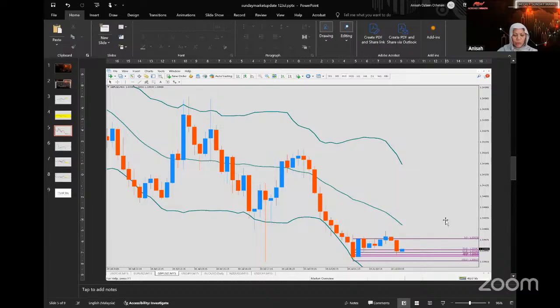So enter when price bounces to meet BB here. And then TP1 is 1.3.